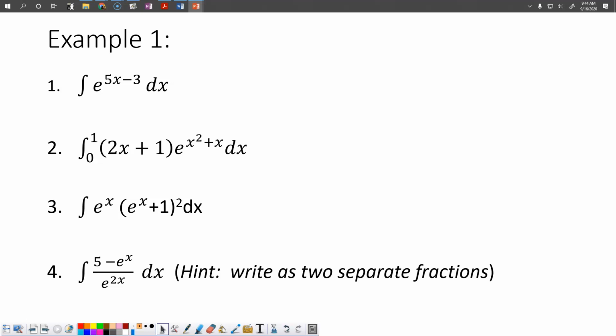Now, all of the problems we're going to be looking at today involve u substitution, okay? And usually, not always, but usually, the u will be whatever the power on the e is, okay? So for number one, then, for instance, I'm going to let u be equal to 5x minus 3.